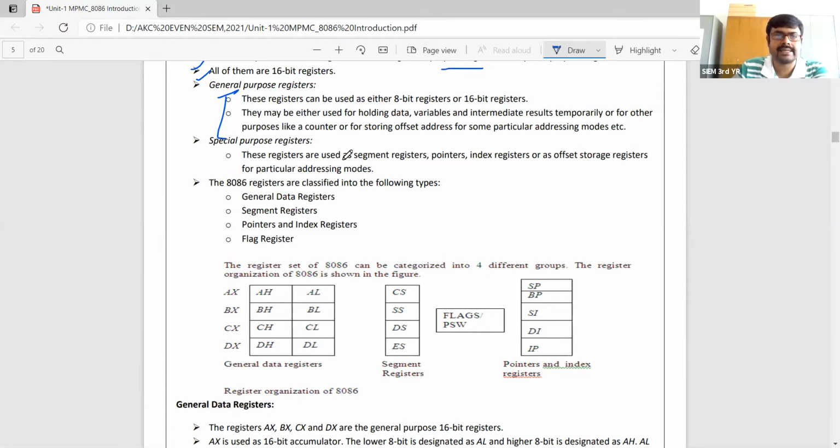These registers are used as a segment register. This is the first point. They can be used as a pointer, index register, as well as an offset storage register. So these are the four different tasks we have mentioned for the special purpose register.